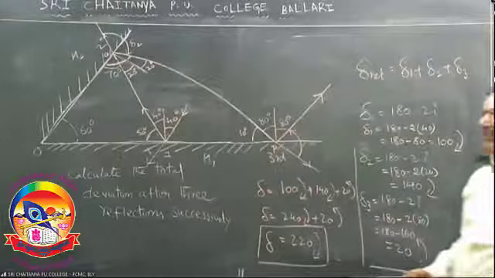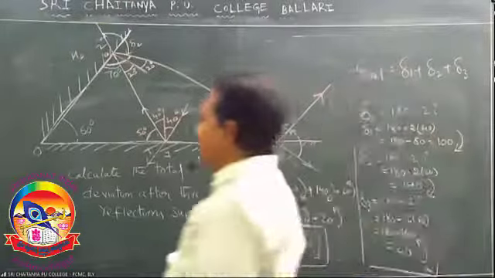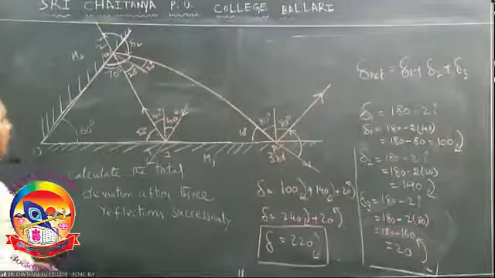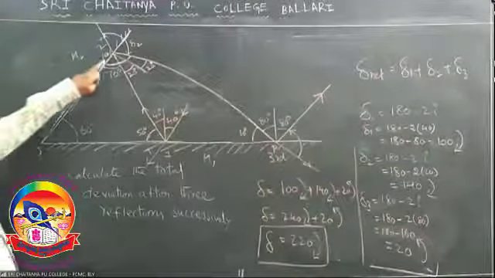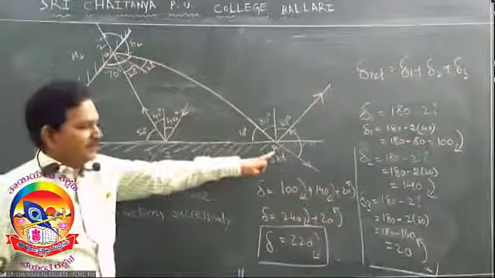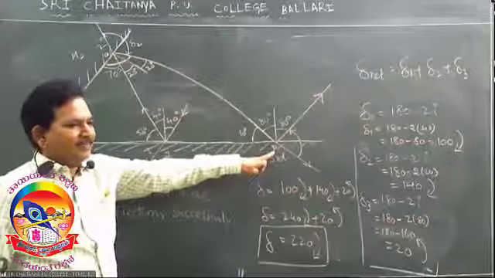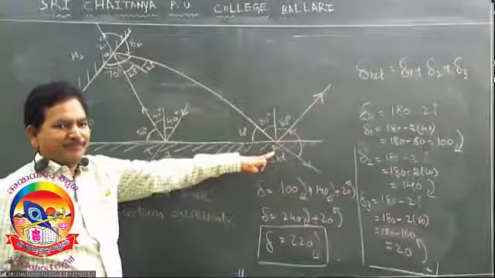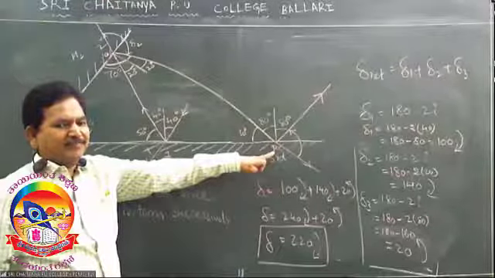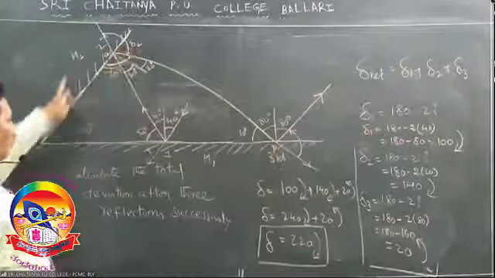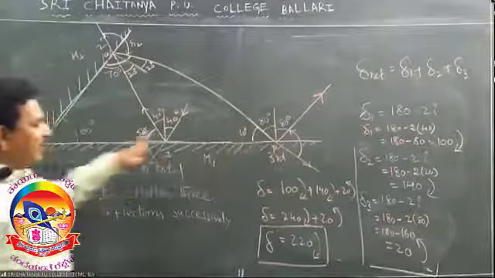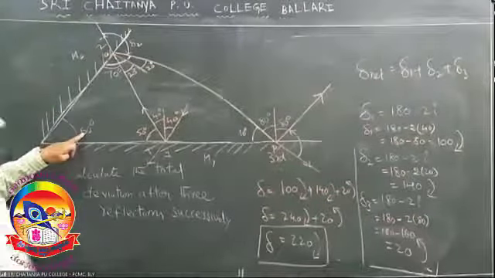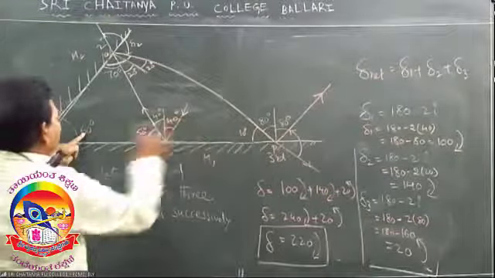140 clockwise. Be careful here. Which triangle do I have to take? O, Q, P. For the third time, it is falling once again on the first mirror. So if this is the total triangle, already this angle is 60. I want this angle. This is 60.